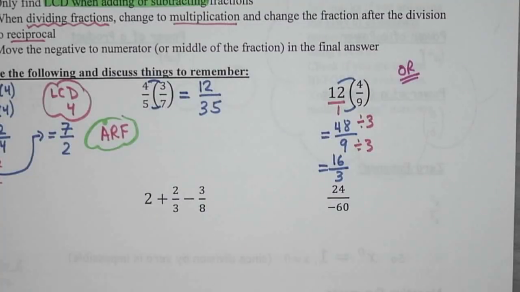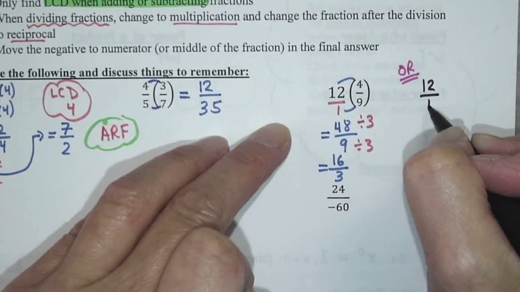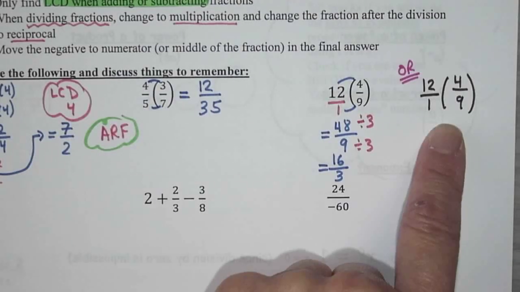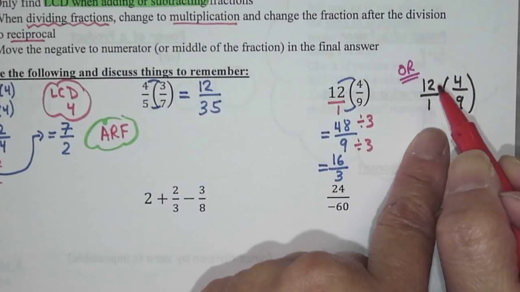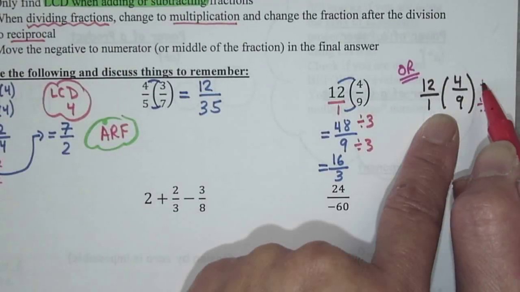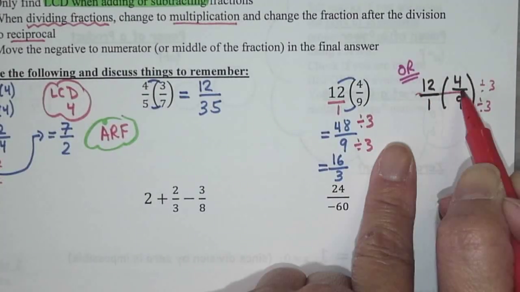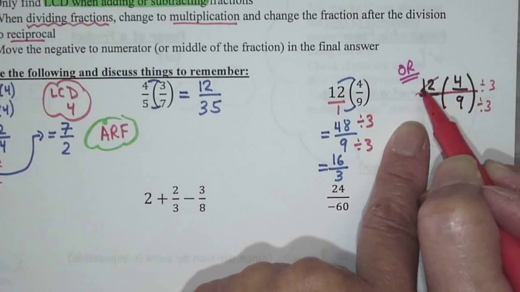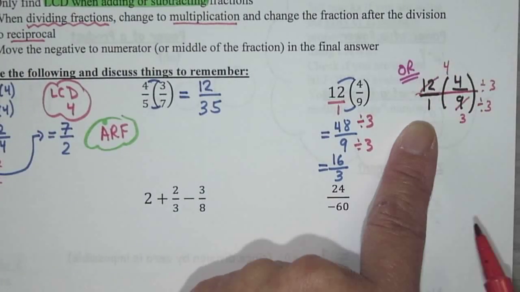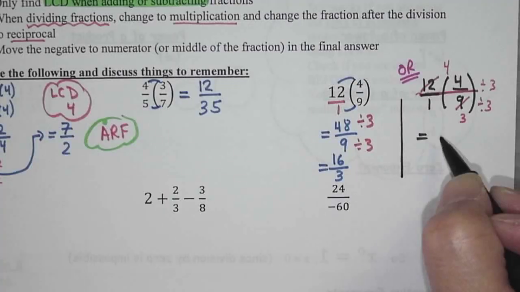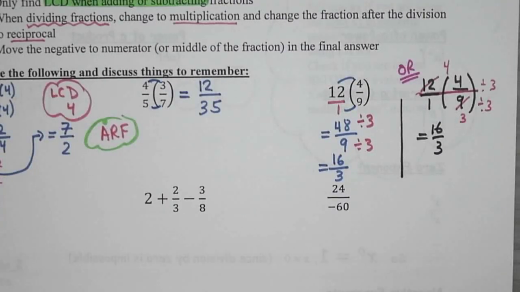Or, some people know how to cancel, or are now comfortable canceling more. So if I had 12 over 1 and 4 over 9, technically, because we know how to cancel, you can cancel top and bottom, the 9 and the 12 there. So you can say, well, I want to cancel a 3. And remember, if it's multiplication, this is actually like one line. So it's 12 times 4, 1 times 9. So you can actually cancel the 3 here, make it 4, and cancel the 3 here, make it 3 right away. So then you would say 4 times 4 is 16, and 1 times 3 is 3. So you get the same answer.